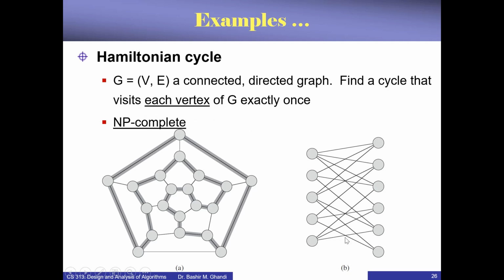Whether the cycle exists or not, so far there is no polynomial algorithm that can tell us. But if a candidate solution is given, as you can see clearly in this graph, we can verify whether the solution is valid or not in polynomial time. It can be proved that Hamiltonian cycle is actually an NP-complete problem.